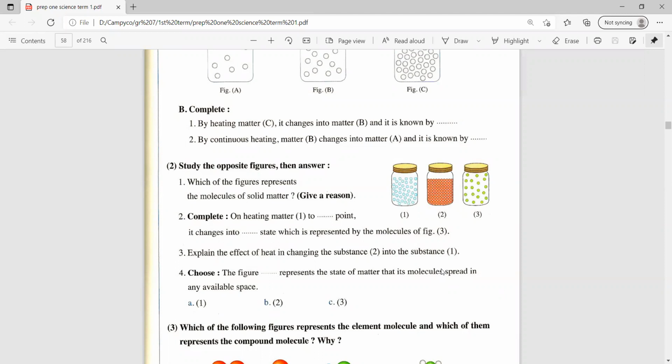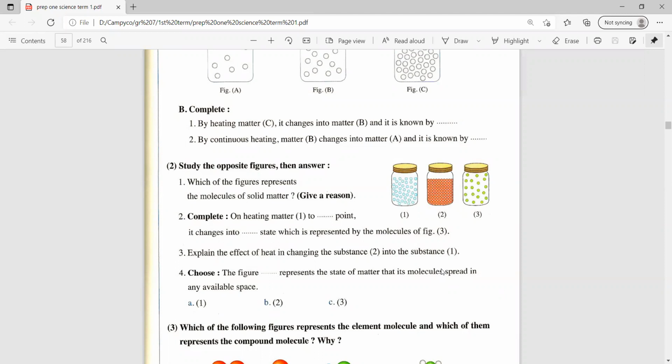Boiling point. Yes, to boiling point. It changes into gas, or gaseous state, which is represented by figure 3. Yes, that's right. Explain the effect of heat in changing substance 2 into substance 1.